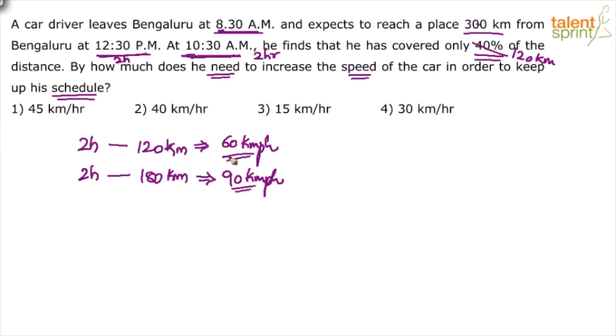But then what is the question? The question is not about the speed. The question is about the increase in the speed. By how much does he need to increase the speed? So from 60 kilometers per hour, he goes to 90 kilometers per hour. So how much is the increment in the speed? 30 kilometers per hour. Option 4. Is that clear to all of you? He had traveled at 60 kilometers per hour in the first 2 hours. In the second 2 hours, he needs to travel at 90 kilometers per hour so that he can keep up his schedule, which is to reach the destination in 4 hours of time.